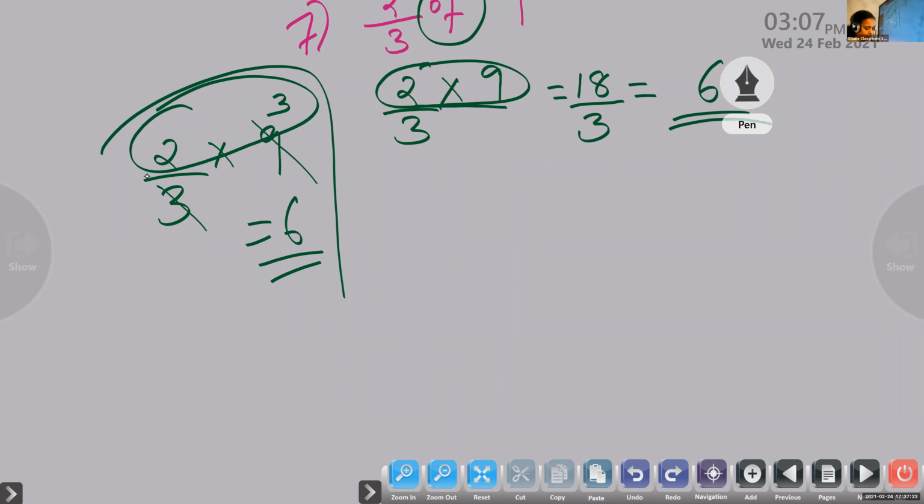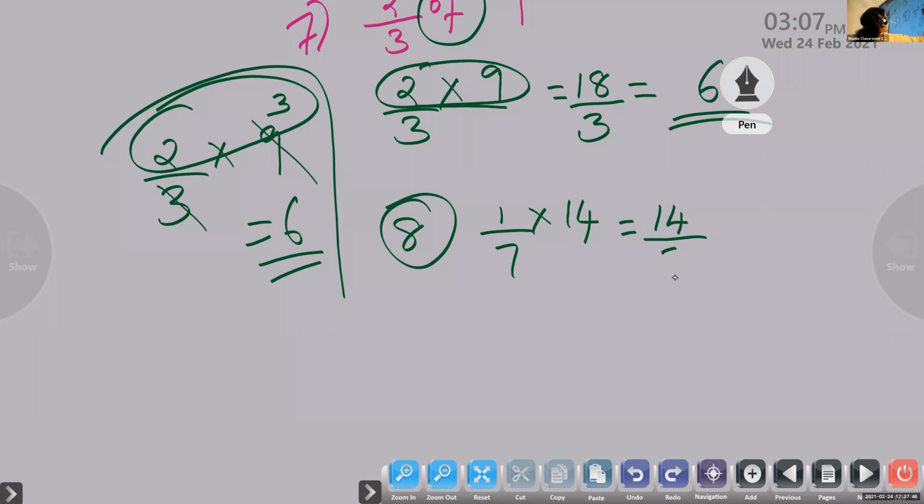Meka, can you read question number 8? Yes, Meka, it's not audible. What happened? Unmute. 1 by 7 of 14 is. 1 by 7 of 14. So what do you have to do? 1 into 14, 14 by 7. What's the answer?